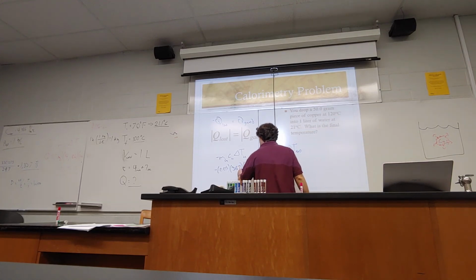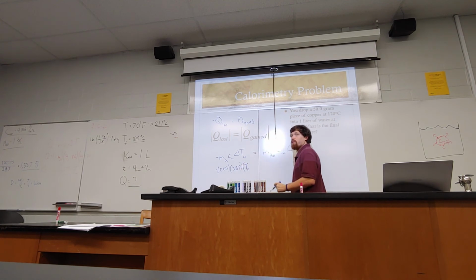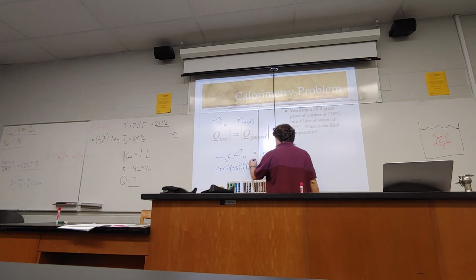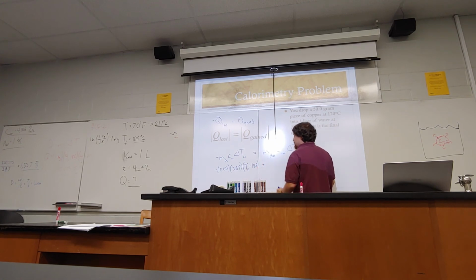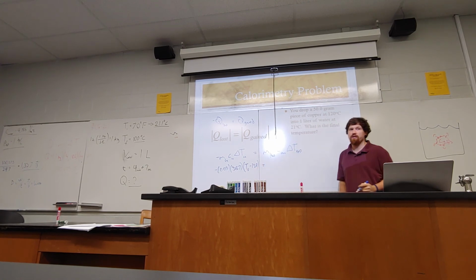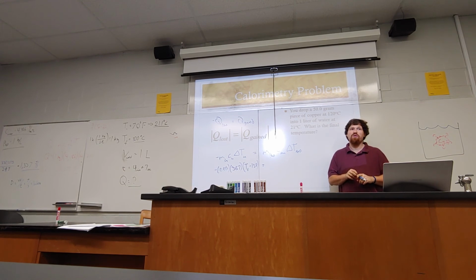And then delta T for copper. It's going to end at some unknown temperature. We're not sure what yet, but it began at 120. So that's the copper side done. We plugged in everything that we do know. The one thing we don't know is TF, but that is what we want.